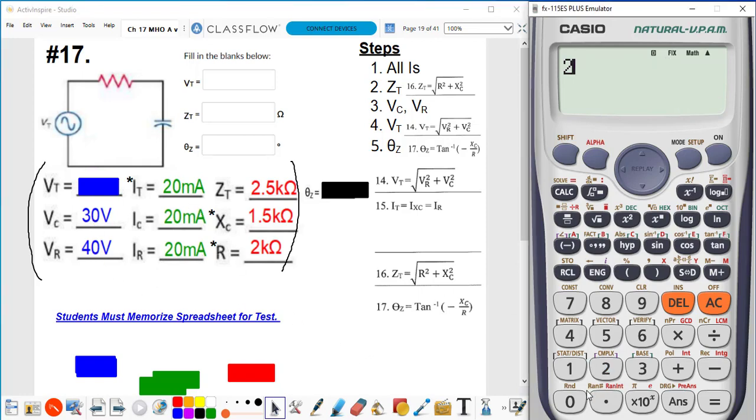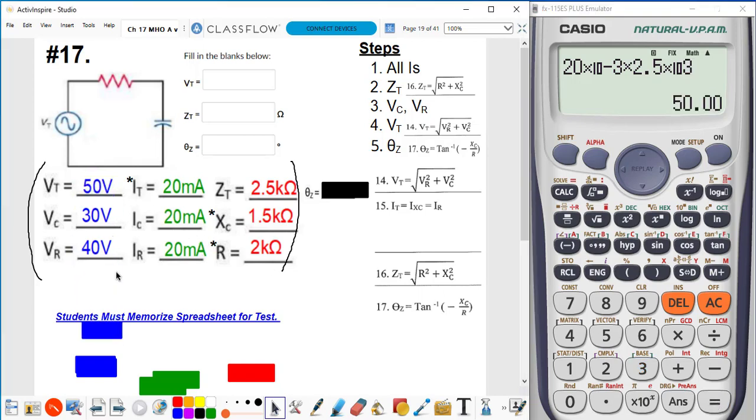Now we could do the 20 milliamps times 2.5K ohms and get our VT of 50 volts. But 30 plus 40 is 70, not 50. So make sure that you can use Ohm's law, 20 milliamps times 2.5K ohms to find it. Then you'll find these two using Ohm's law. And if you want to check your work, you can check your work with formula 14. Open square root, put your VR value of 40 volts squared plus VC of 30 volts squared, hit equals, and you can check your work that way.